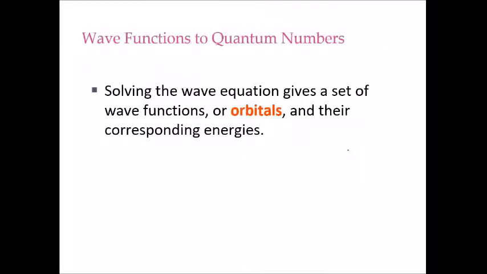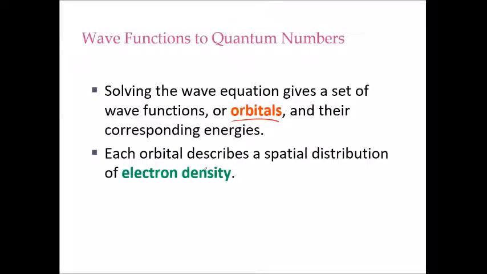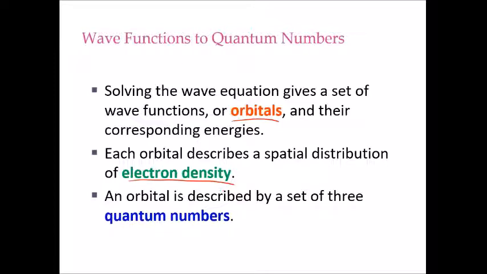So from the wave functions to quantum numbers: solving the wave function gives a set of orbitals, which are those three-dimensional spaces based off of the wave function graphs and their corresponding energies. Each orbital describes a spatial distribution of the electron density. And each orbital is described by 3 quantum numbers.